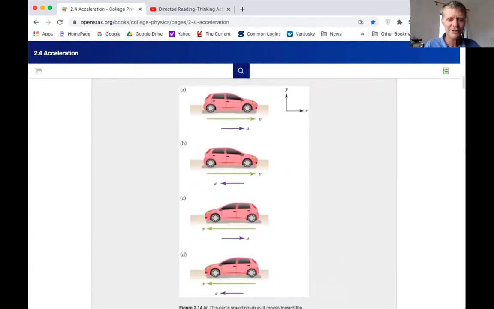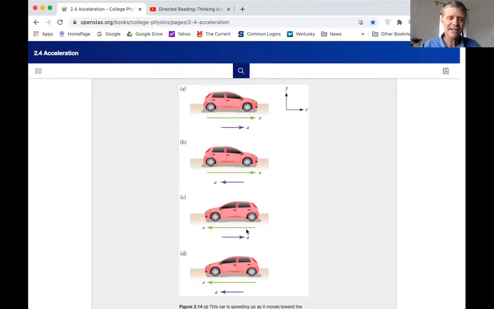And there's four images with vectors pointing different directions. Here we have a vector pointing to the right for velocity, so it's moving to the right, and an acceleration to the right. And so that is one diagram. The second one is motion to the right, but acceleration is to the left. They're opposite directions, but the car is still moving to the right.